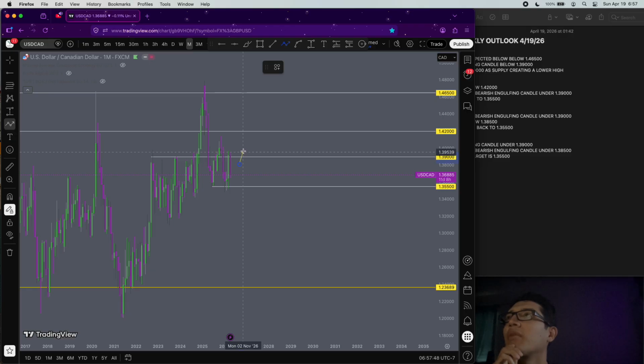If we would have broken above here, bullish engulfed that created a higher low, then we would have been bullish. Because then I would have liked to see something like this again to happen. But obviously we respected it as supply, continued melting.